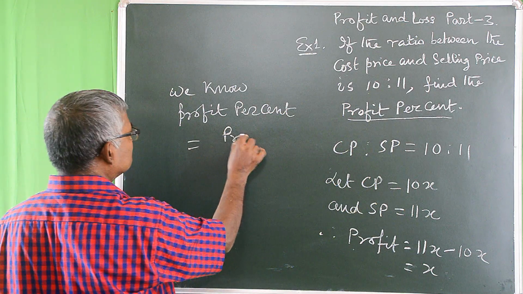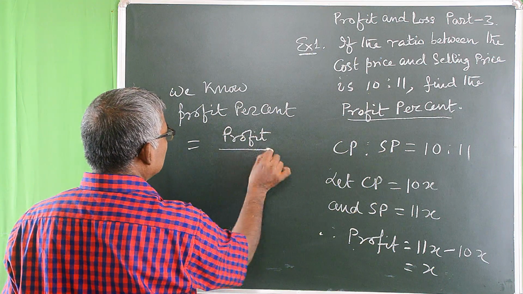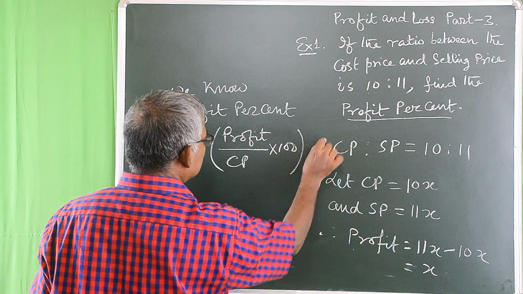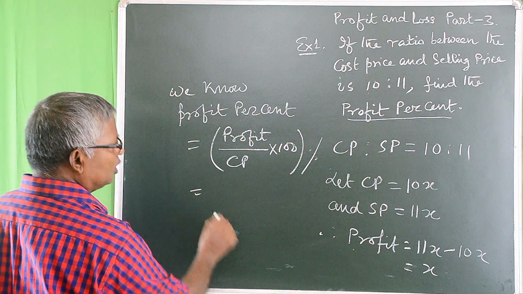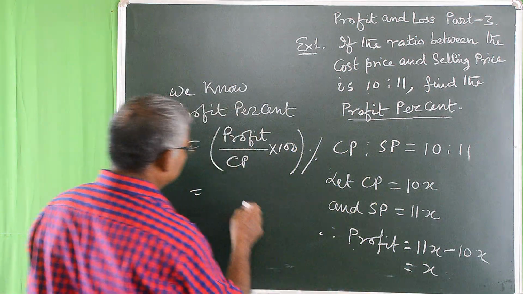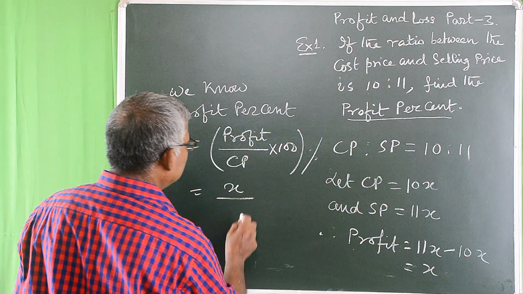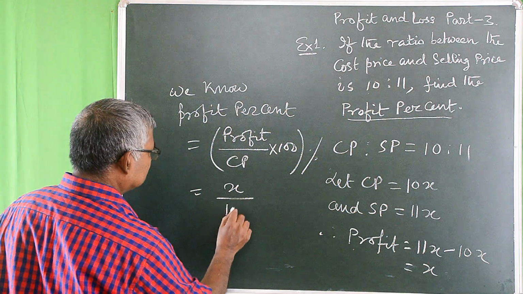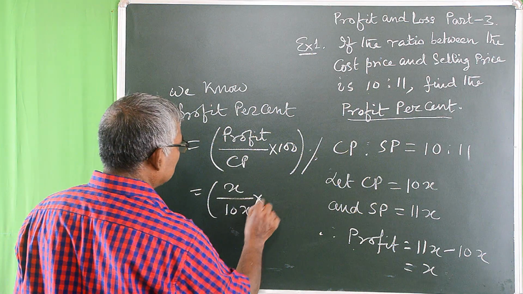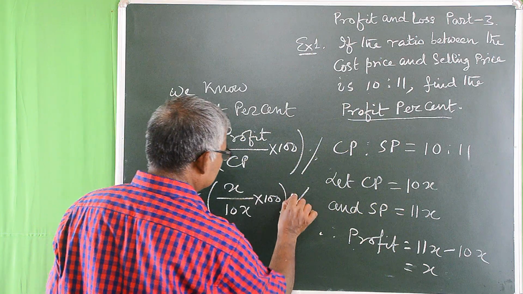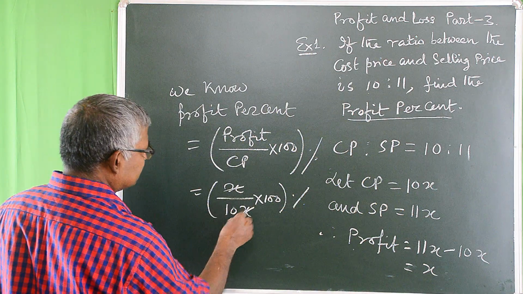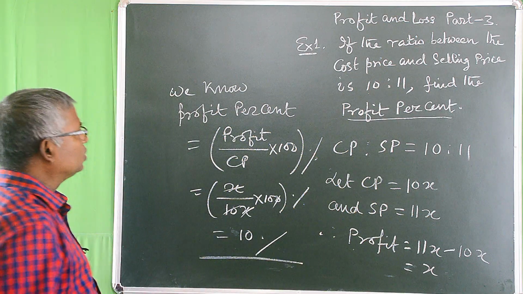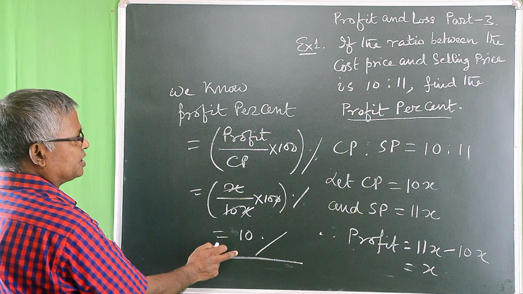Students, we know profit percent equal to profit by cost price into 100%. Here profit equal to rupees x, so it is x by what is the cost price, that is 10x into 100%. So x cancelled, that is 10%. So the profit percent is 10%.